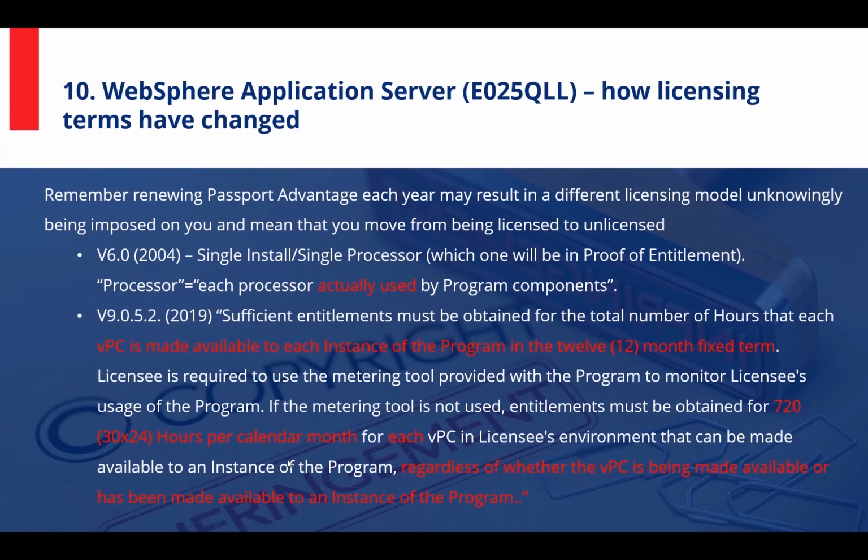2004, remember the change basically in the metric was in 2006 to moving on to effectively charge per processor core. Single install, single processor, and which one of those would be in the proof of entitlement? And processor equaled defined, actually used by program components. Fast forward to 2019 and see how very, very different the metric is. I'm not going to read that all out. Many of you will be familiar with that. But we've moved from installation, use, to actually availability.